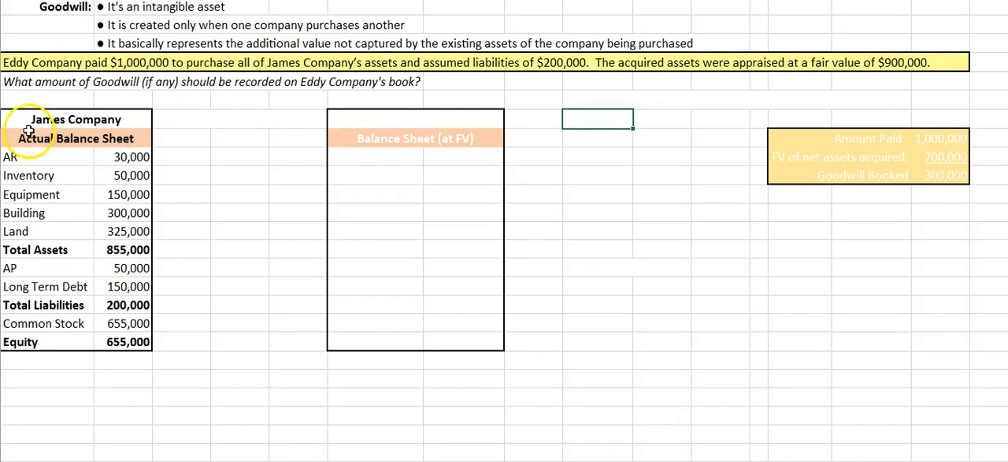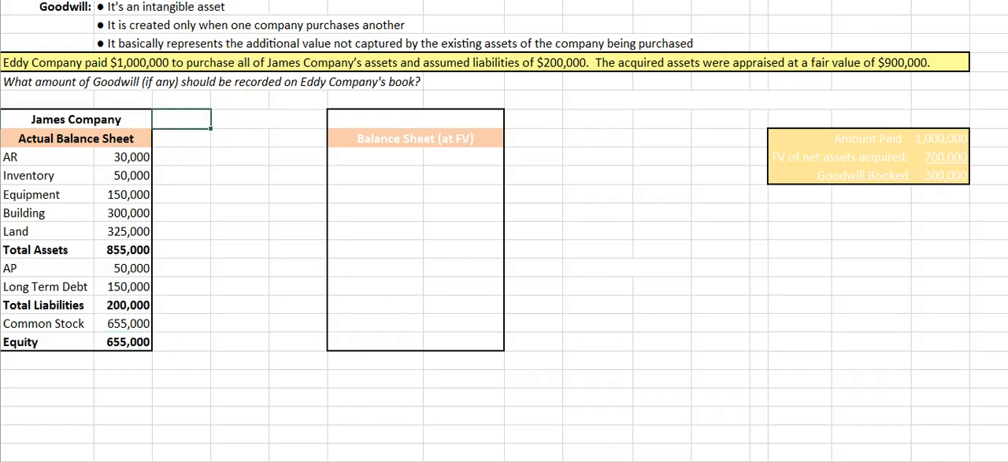So we start off with James Company's balance sheet here, and we take a look at it. As you can see, James' balance sheet has assets with book values of $855, liabilities of $200,000, which means that the equity is worth $655. Now, if this was the true value of James Company, that's what Eddie should pay for it, $655, right?